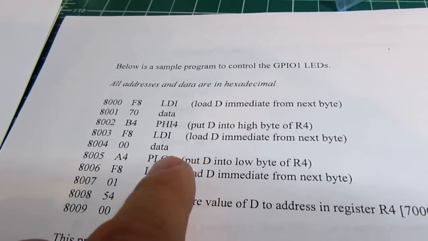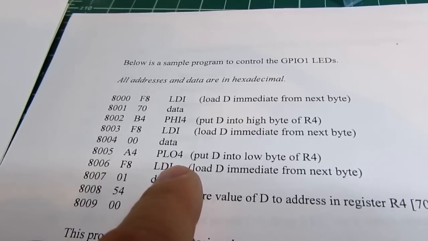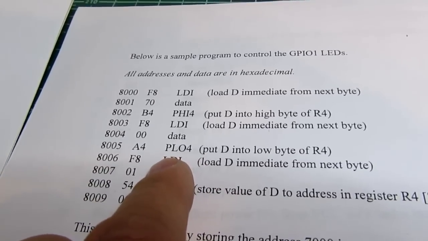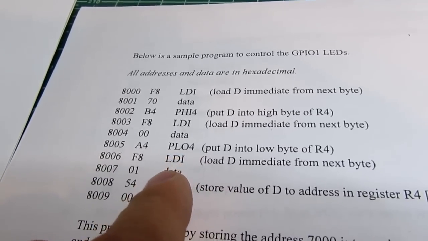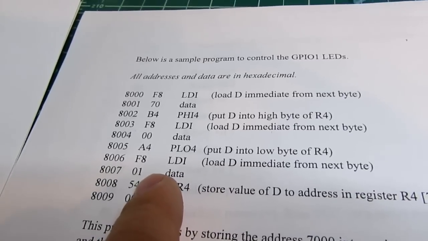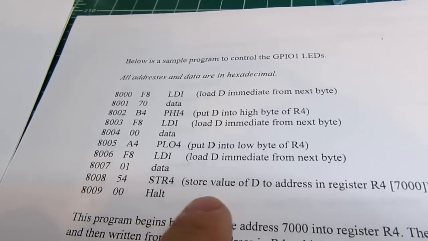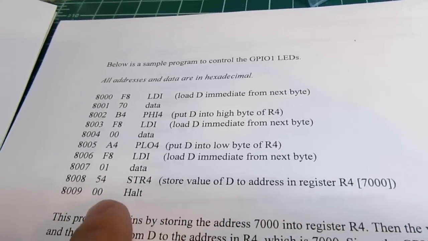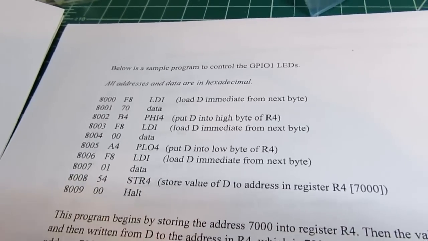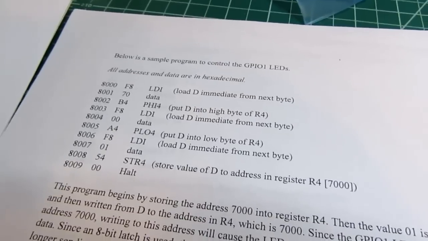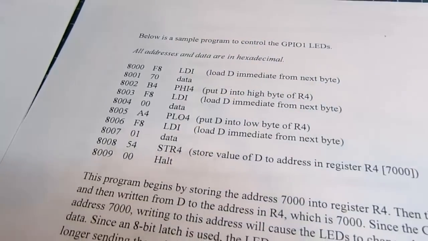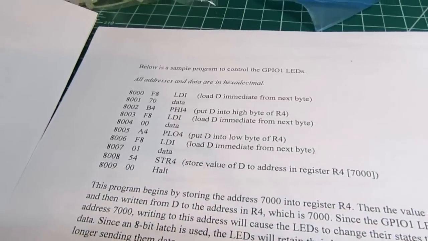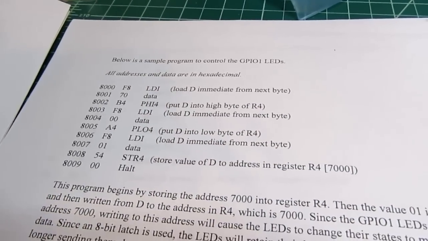So I've loaded register 4 with the address of the LEDs, and then this program here will allow me to load in some data and store it out to the LEDs at that address 7000 hex, and then it will halt. The 1802 can halt with the 00 instruction, and it won't do anything then until it's reset. Not all microprocessors have that handy feature.